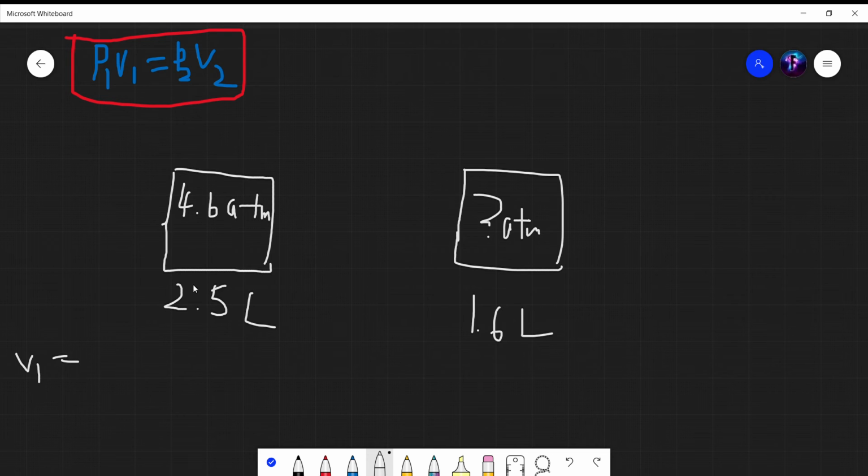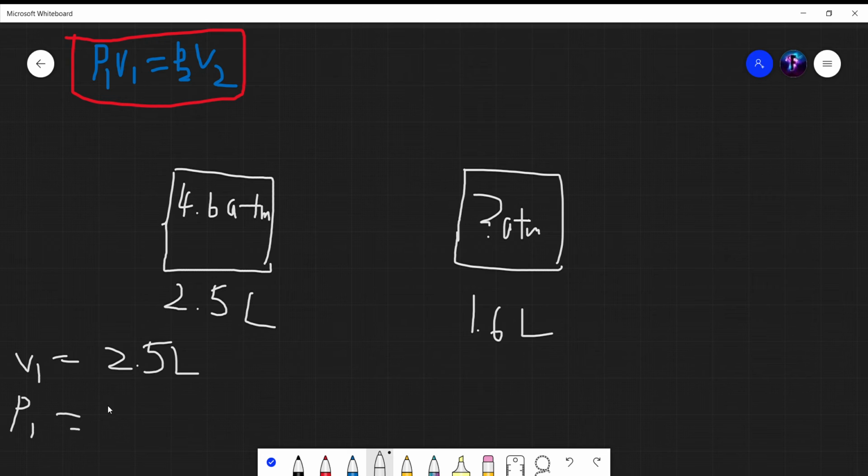So V1, we know that this is V1, 2.5 liters. You can hear some music. It's from the TV, so please ignore it. I have a noisy background.